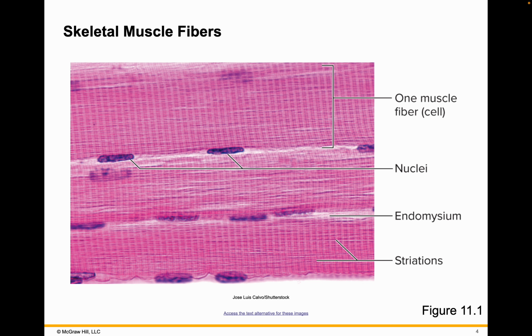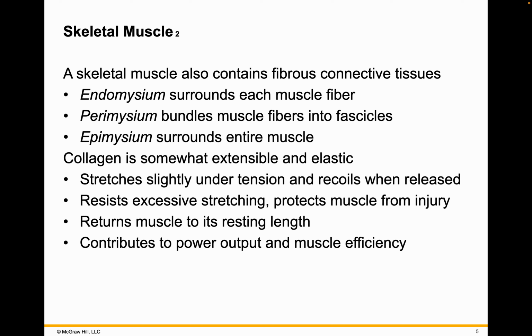and they also contain fibrous connective tissues. There's an endomysium surrounding each single muscle fiber or cell. There's perimysium that bundles those fibers into fascicles. And then there's epimysium that surrounds the entire muscle.